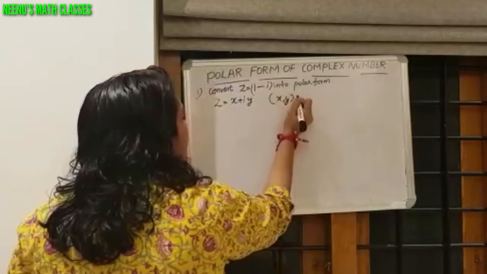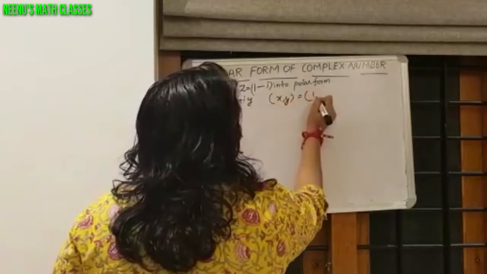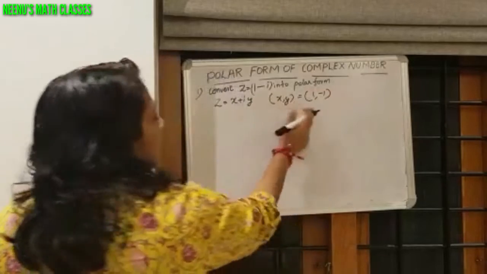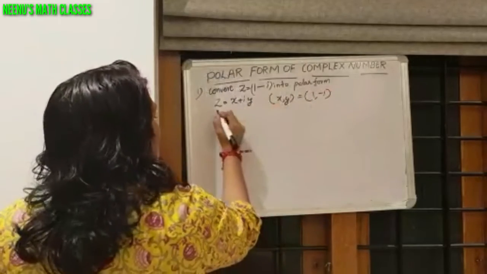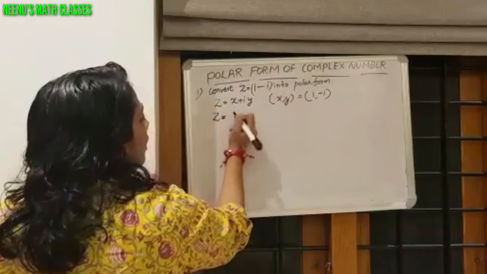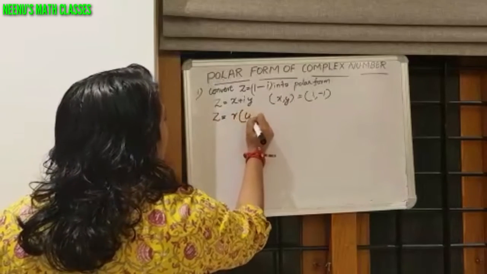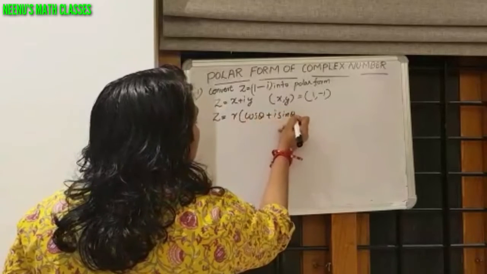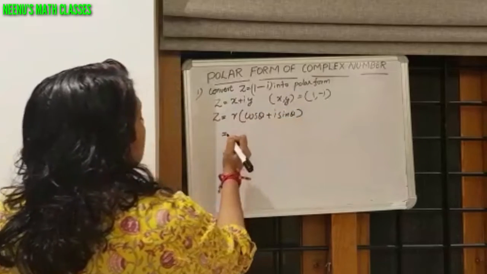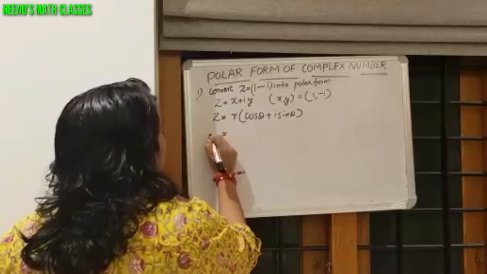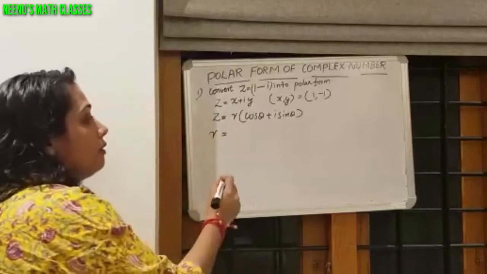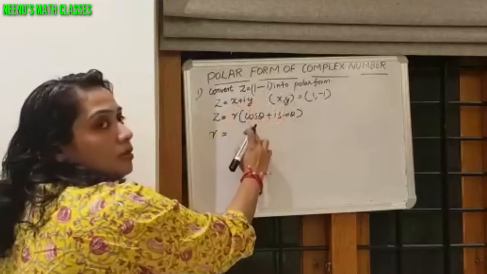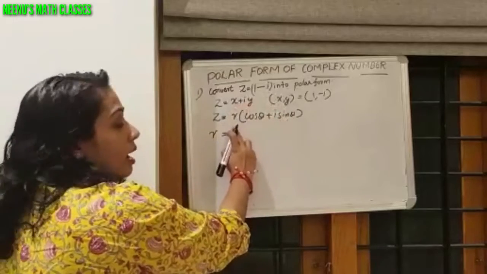x comma y, which is equal to 1 comma minus 1. Okay, x comma y, 1 comma minus 1. We know that the polar form is z equal to r into cos theta plus iota sin theta. We want to convert this into this form, so we want to find r and theta.